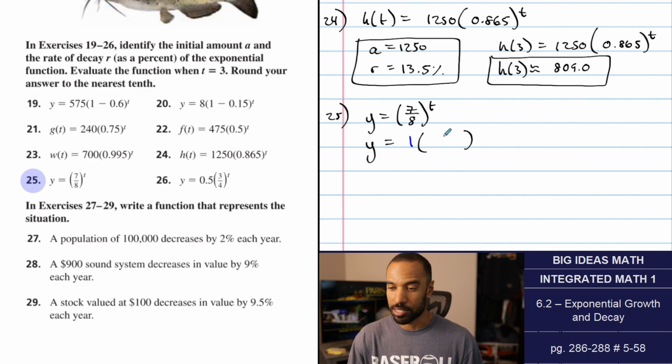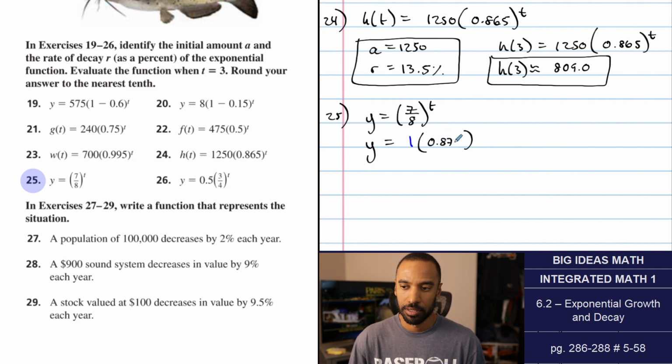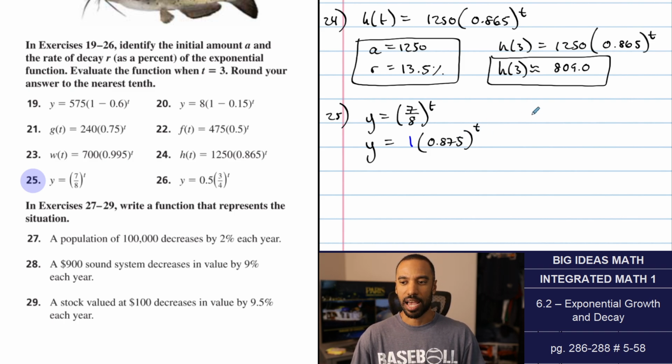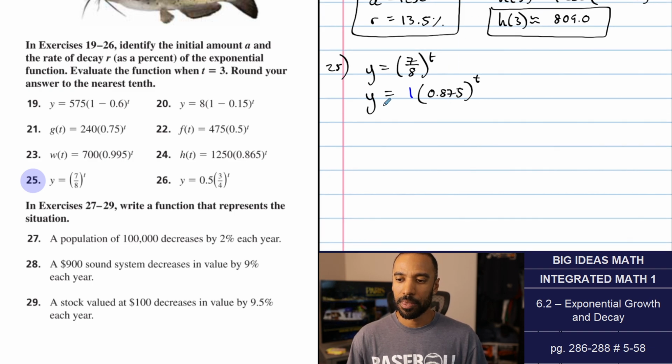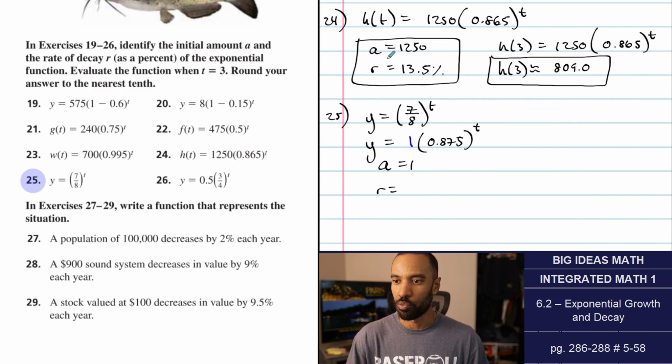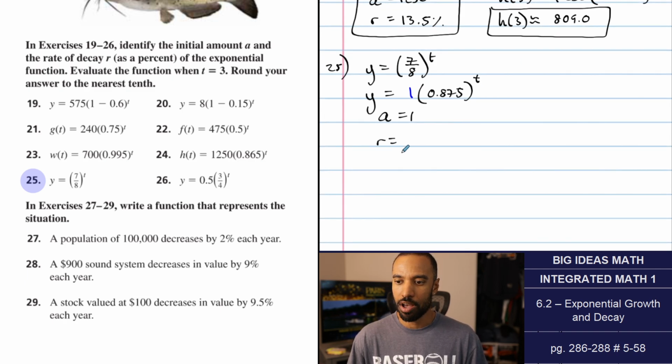7/8, I know that's exactly 0.875. I know the fractions of my eighths. So that's exactly 0.875, which is really close to 0.865, mind you. So the A value is 1 in this case, and the R value, if this was 0.135, this is 0.125, or 12.5%. So there's A, there's R.